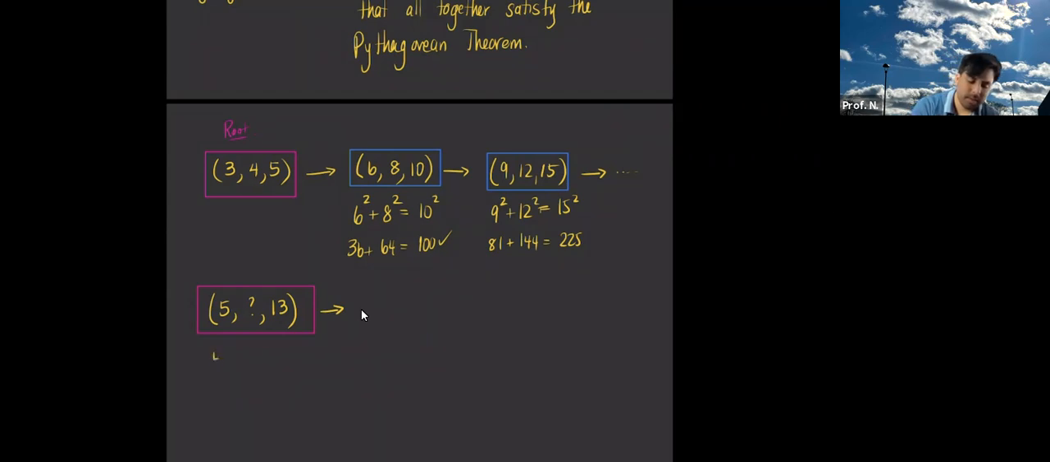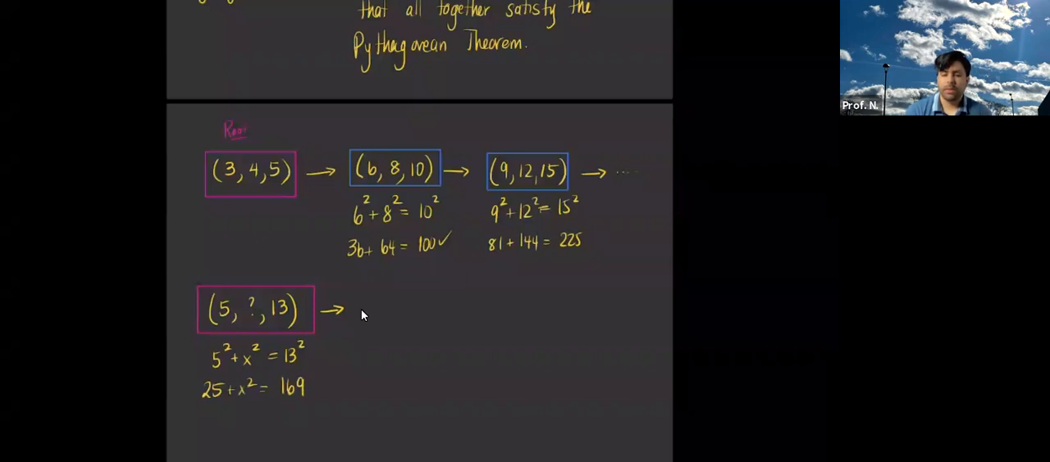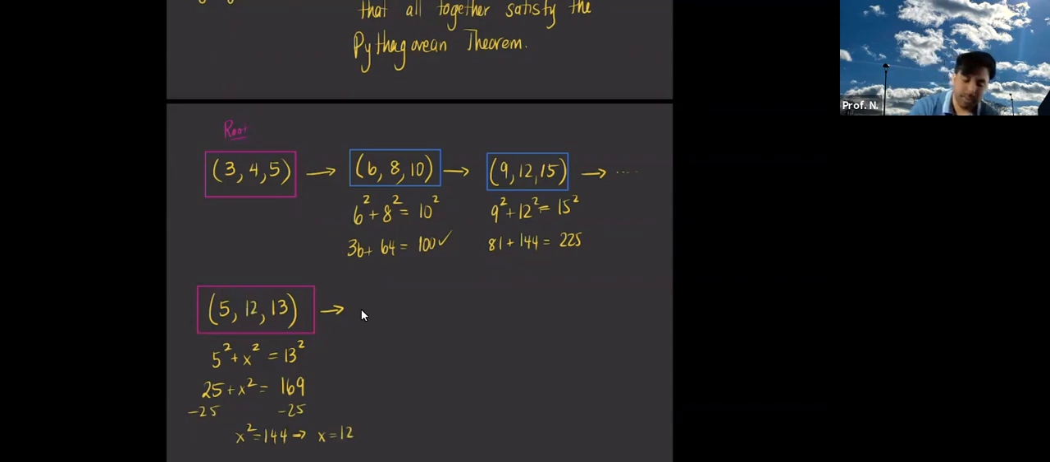So what you have to do is 5 squared plus x squared equals 13 squared. What is 5 squared? 25. What is 13 squared? 169. Subtract 25 on both sides, and I get that x squared equals 144. What does x equal? The square root of 144, which is 12. So this is another Pythagorean triple, and of course you can just double everything and you get a new one, 10, 24, 26. That also works out, and you do this forever and ever, and you get more and more.